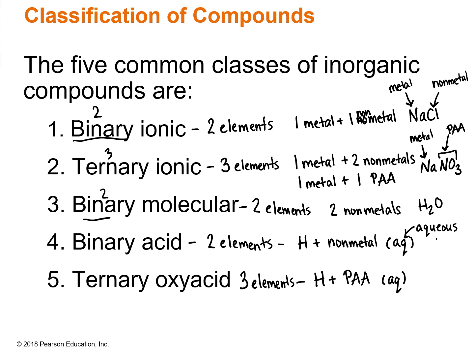So an example of a binary acid would be HCl. That's a component of your stomach acid, so hydrochloric acid. And an example of a ternary oxyacid would be HClO3. So that's chloric acid. And you'll learn how to name these things.